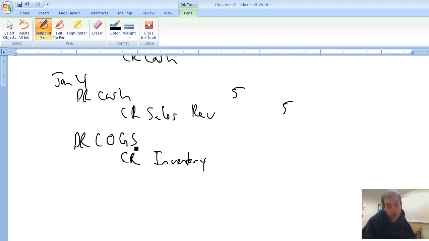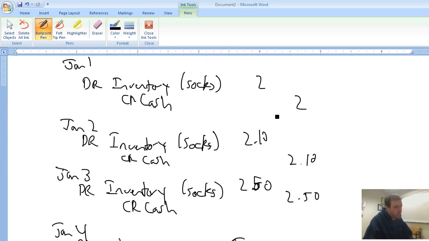So now the question, and this is really the $1 million question of inventory, is how much should I debit my COGS and credit my inventory for? Again, I have 3 different pairs of socks, one at $2, one at $2.10, one at $2.50. How much should I charge to my cost of goods sold? That's the question, and the answer is there's a lot of correct answers here. It depends on the accounting policy of the company.